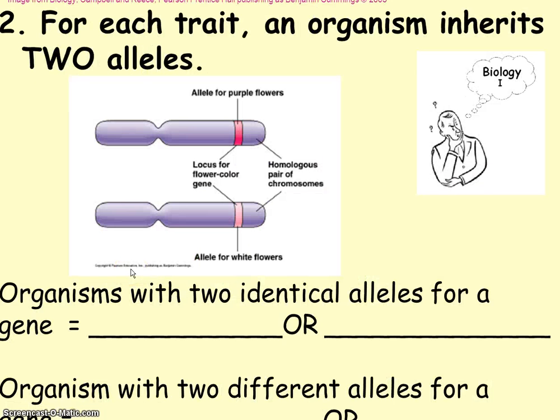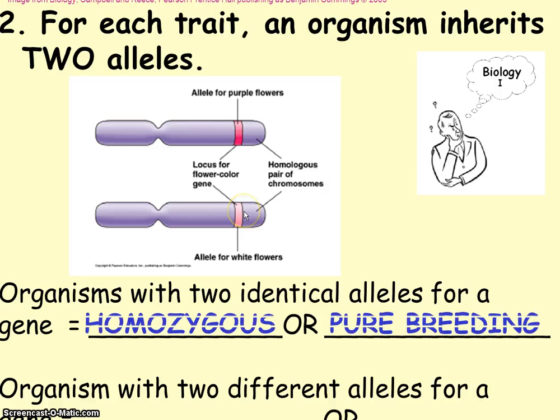So for each trait, an organism inherits two alleles. We know that from meiosis because we get one from mom, one from dad. So an organism with two identical alleles is homozygous, or pure breeding. It's pure.